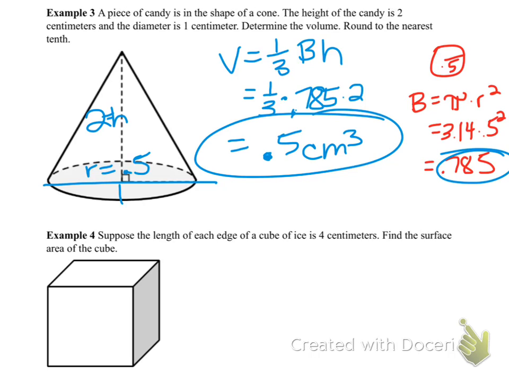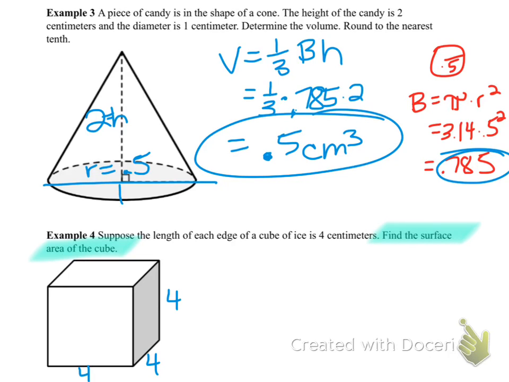All right, so suppose the length of the edge of the cube is 4 centimeters, example 4, and find the surface area of the cube. It says find the surface area of a cube. All right, so a cube, every single side length is 4. Every single side length is a 4. A cube is like a square. Everything is the same measurement.